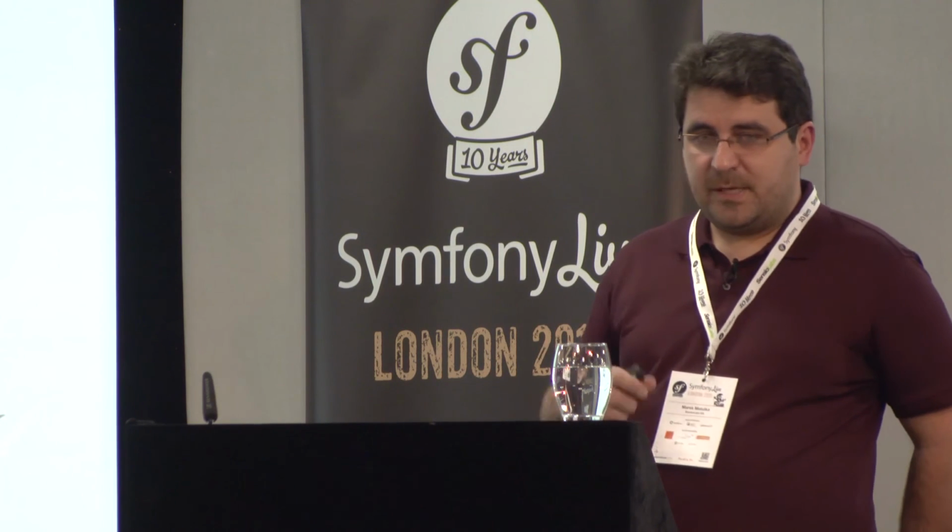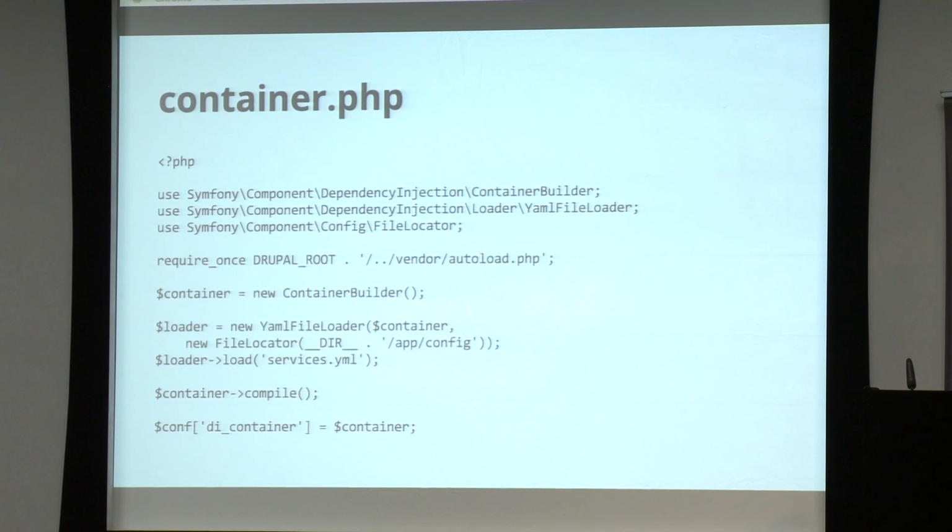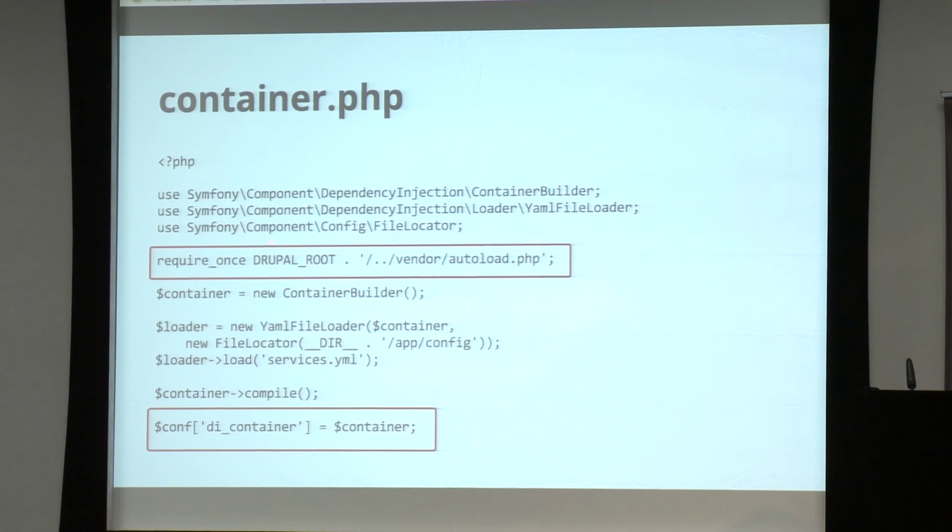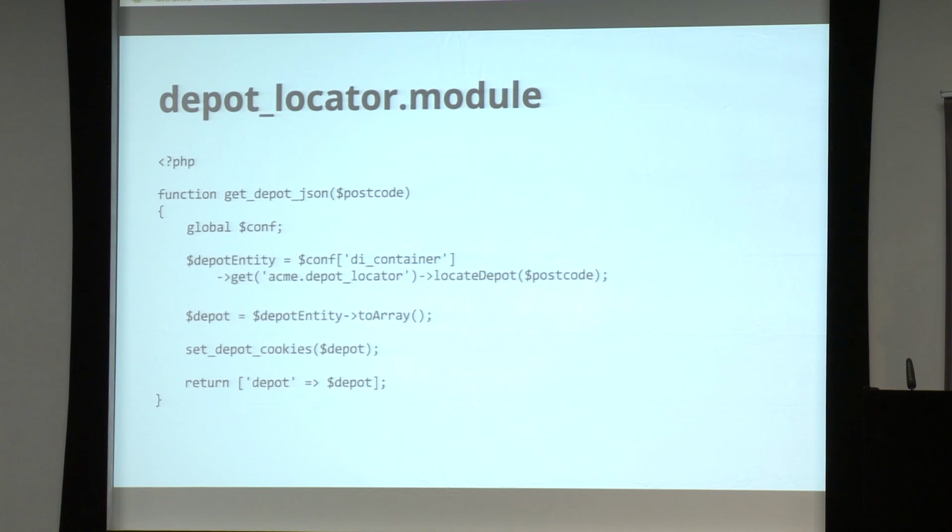Dependency injection with Drupal 7. You can do exactly the same. Container, the difference is use the Drupal root variable and set it in the global variable, and that's it. Then in your Drupal 7 module, you can just access the same decoupled code, and execute what you want to execute.